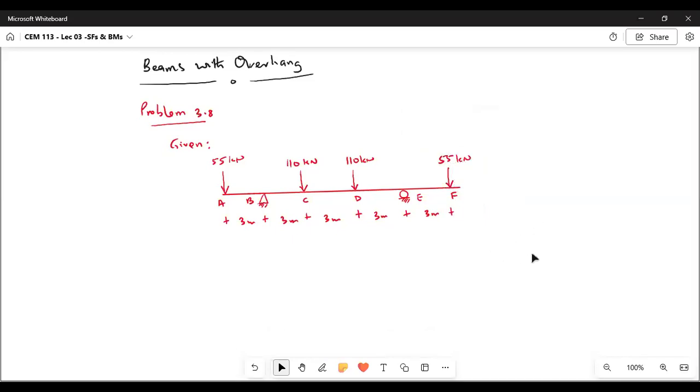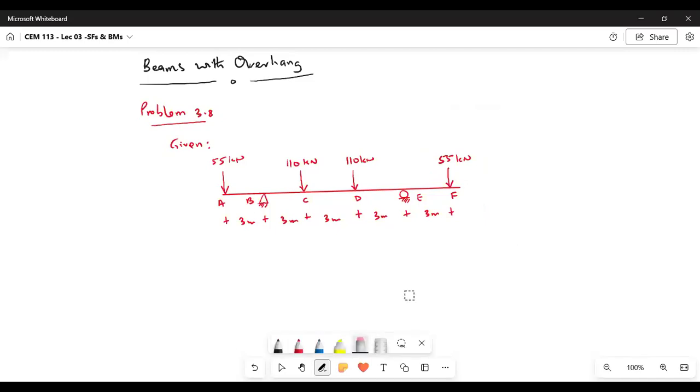Okay. Let me clean here small. I don't want to have a disproportionate diagram. F. Okay, so this is a beam with overhang. You can see that this beam has overhangs on two sides.